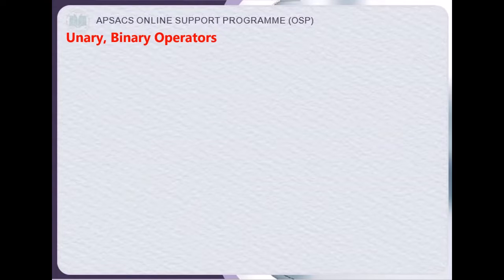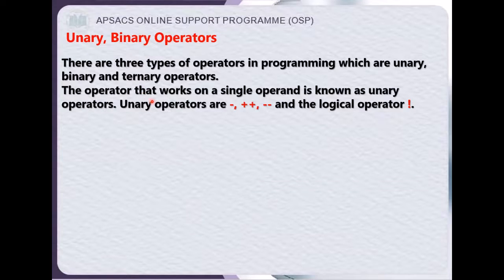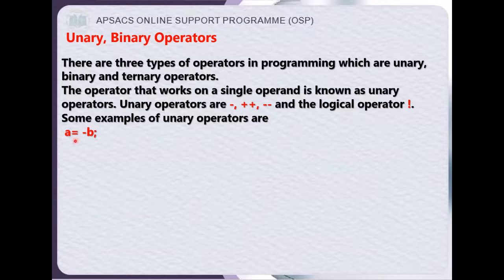There are three types of operators in programming, which are unary, binary, and ternary operators. The operators that work on a single operand are known as unary operators. Unary operators are minus, increment or decrement, and the logical operator not. Some examples of unary operators are a equal to minus p, k plus plus, that is the increment operator, and minus minus x, that is the decrement operator.